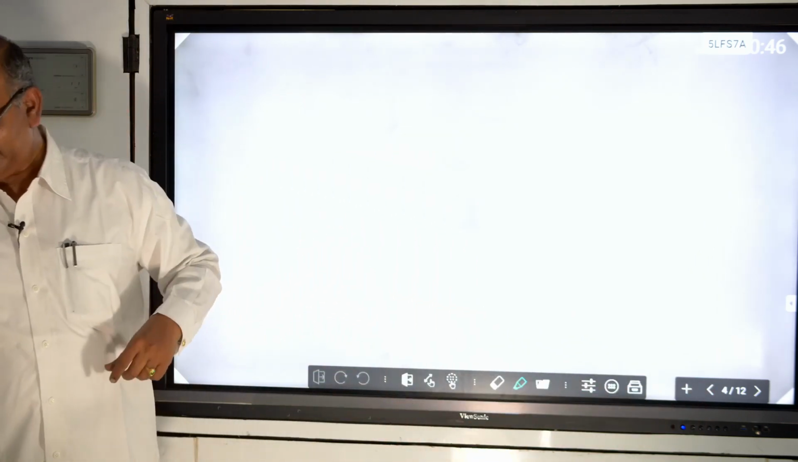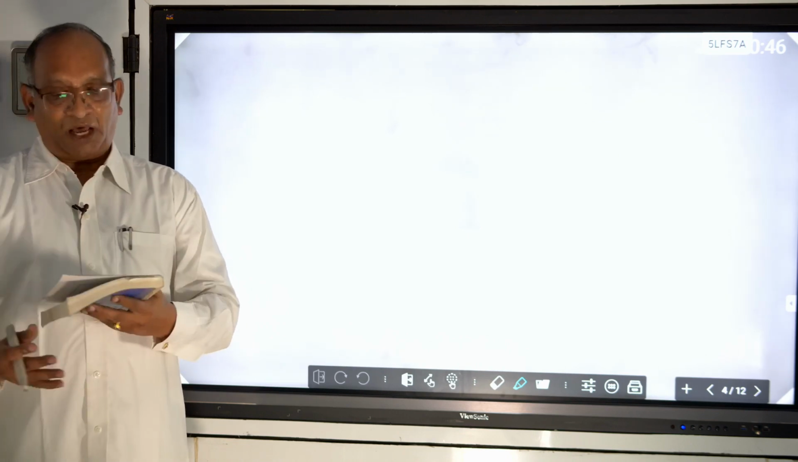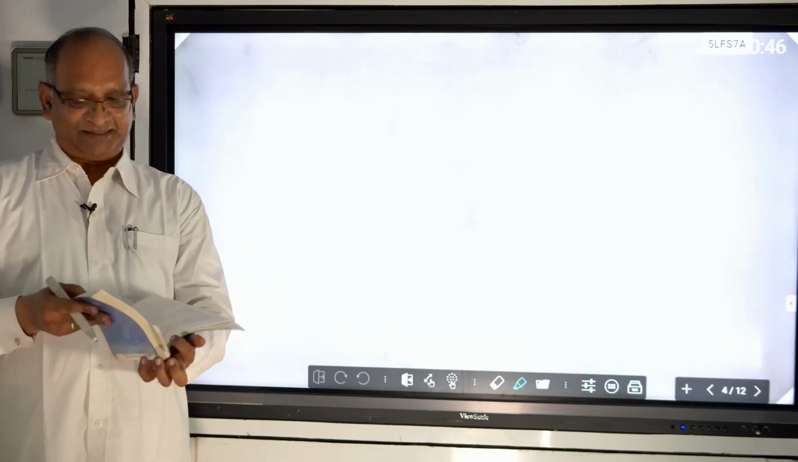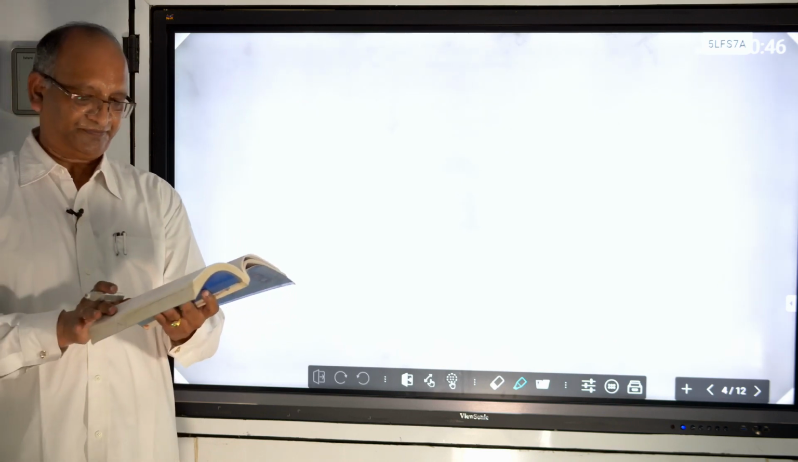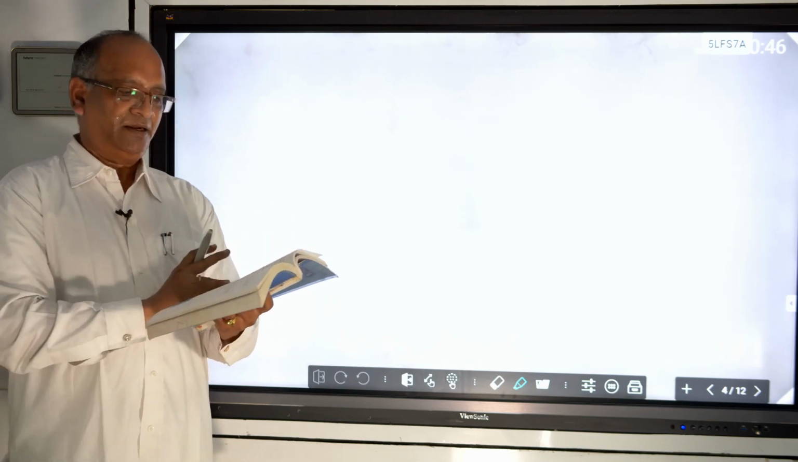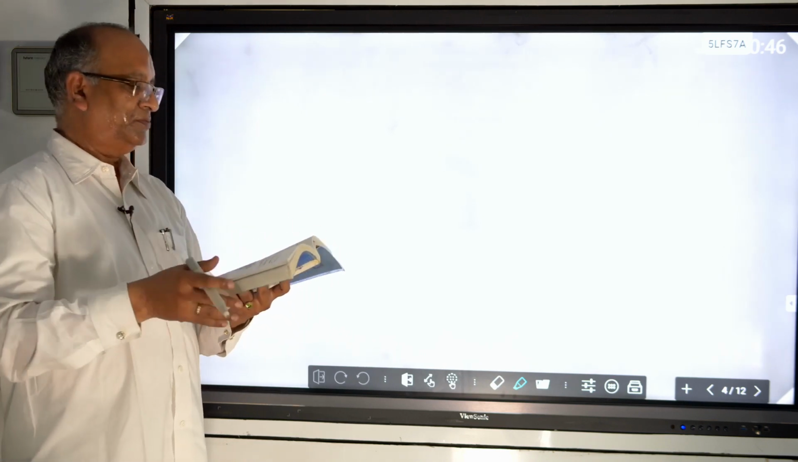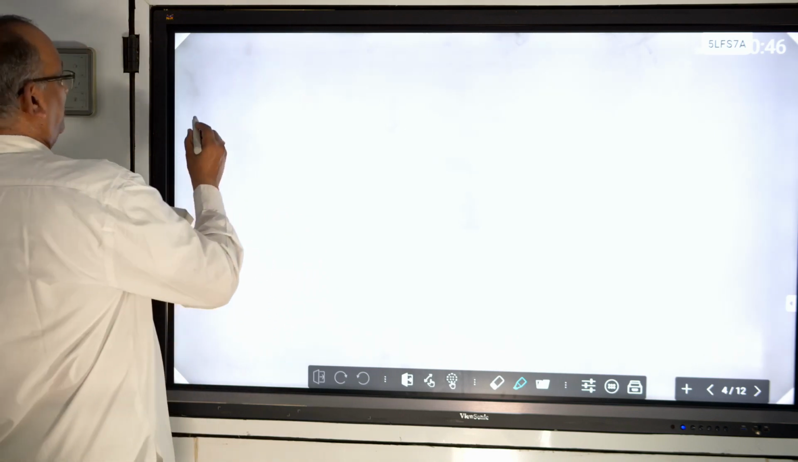Let us move further and solve some problems from the exercise which is given in the textbook. Exercise 5.2. He has given some fill in the blanks. Problem number 3.